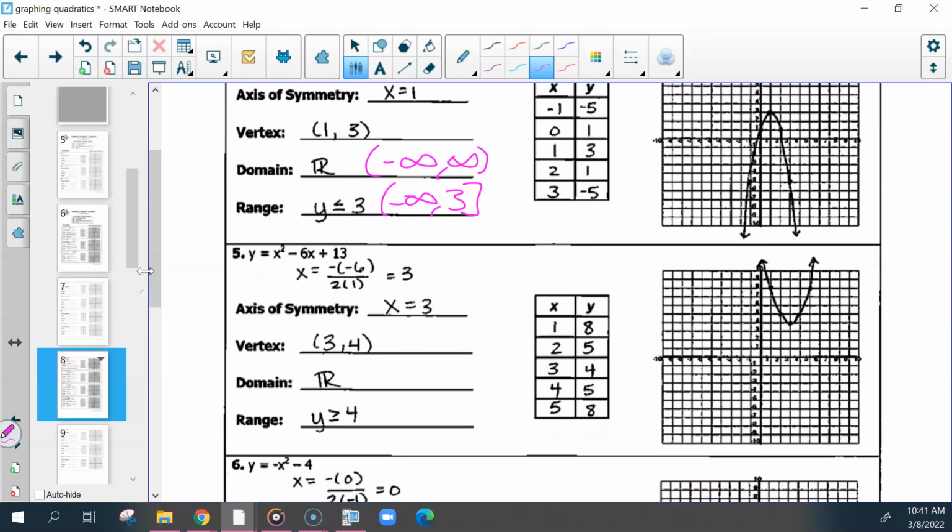Number 5, axis of symmetry, x equals 3. Vertex was 3, 4. Domain was the same, negative infinity to infinity. Range was now 4 to infinity.